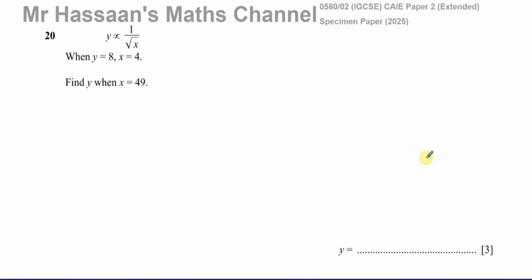This is paper 2 from the 0580 non-calculator paper. We have a question here about variation. And here we have a question about inverse variation.